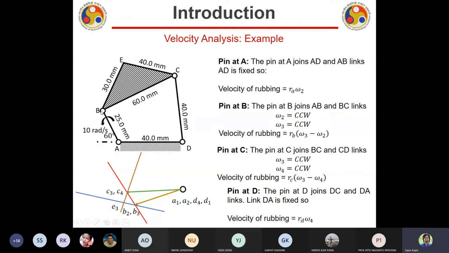Now for point B, the point B joins the link AB and link BC. We know that. Okay. And from your velocity image theorem, this velocity diagram, you have already found out that omega 2 will be counterclockwise and omega 3 will also be counterclockwise. Right? You have seen that. Fine. If both are counterclockwise, that means the rubbing velocity will be RB into (omega 3 minus omega 2), the difference, because they both are in the same direction. Hence, that will be the rubbing velocity of point B or pin B.